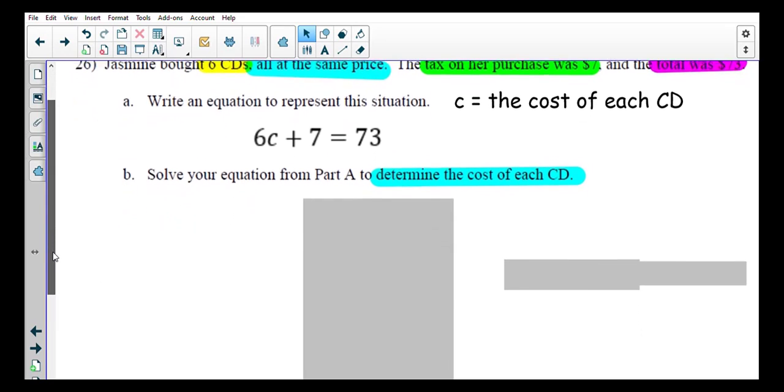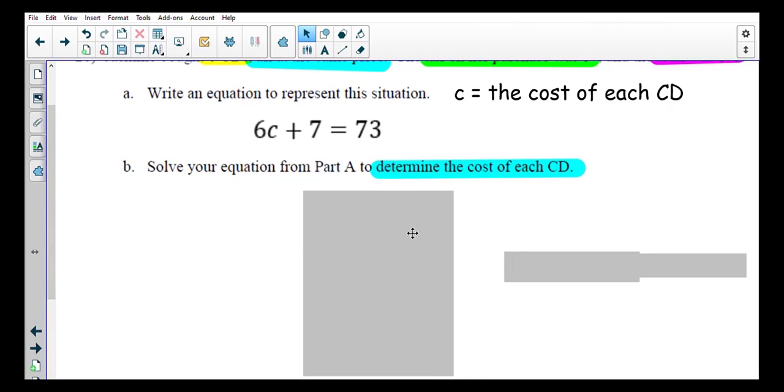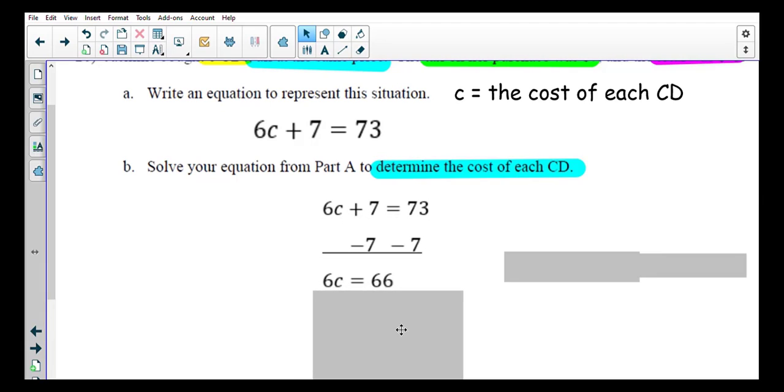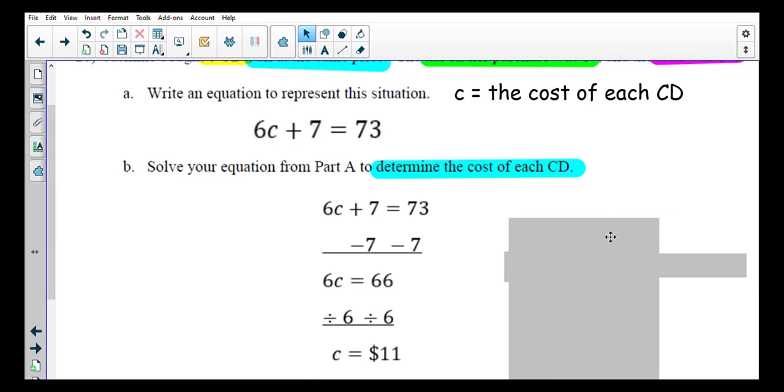All right, part B, solve your equation from part A to determine the cost of each CD. So we have 6C plus 7 equals 73. We're going to subtract 7 from both sides. That's going to get us 6C equals 66. Finish by dividing both sides by 6. And hopefully we get the correct solution here of $11.